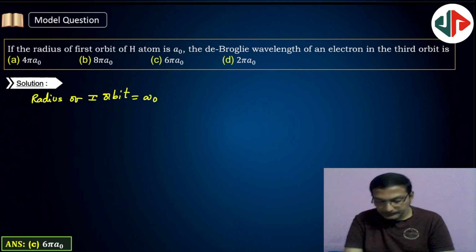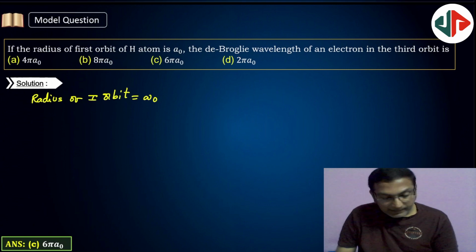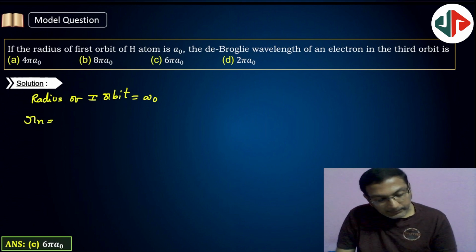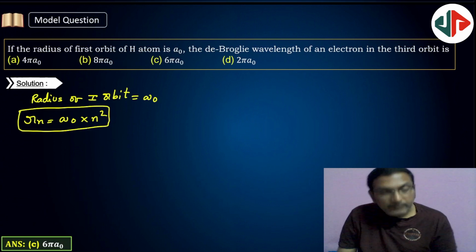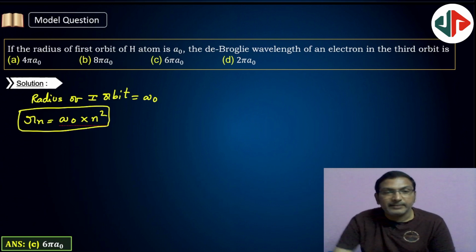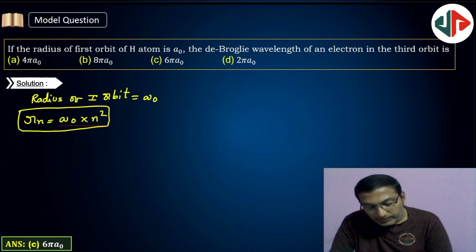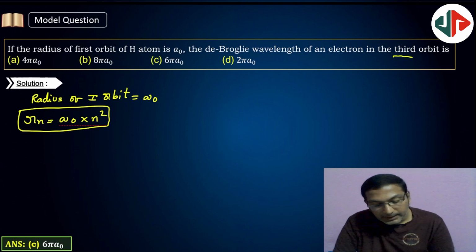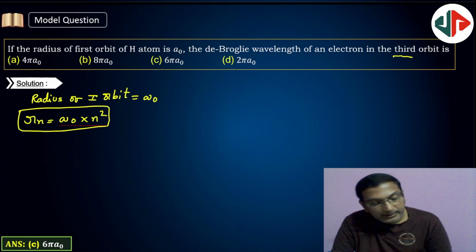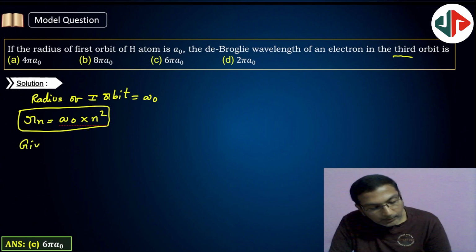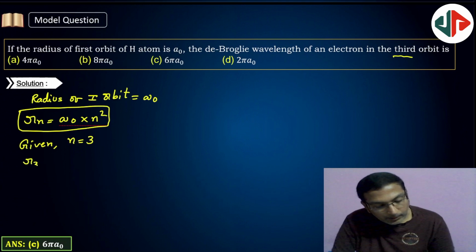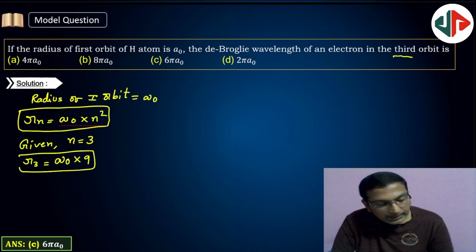Is A naught. Next, radius of nth orbit, we know, is A naught into n square. So here we must calculate de Broglie's wavelength of electron in third orbit. Therefore, given n equal to 3, R3 equal to A naught into 3 square, which is 9. Radius of third orbit.